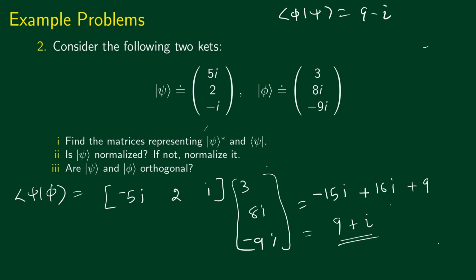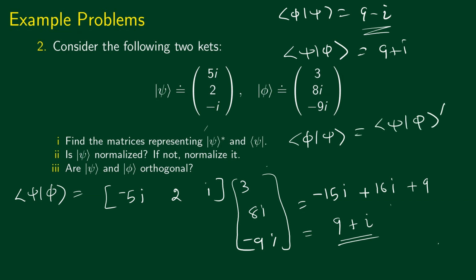So we see here that bra phi ket psi is 9 minus i, and bra psi ket phi is equal to 9 plus i. This is exactly what we expected, because we have the rule that bra phi ket psi is equal to bra psi ket phi star. We know this rule. So we see that the rule works.